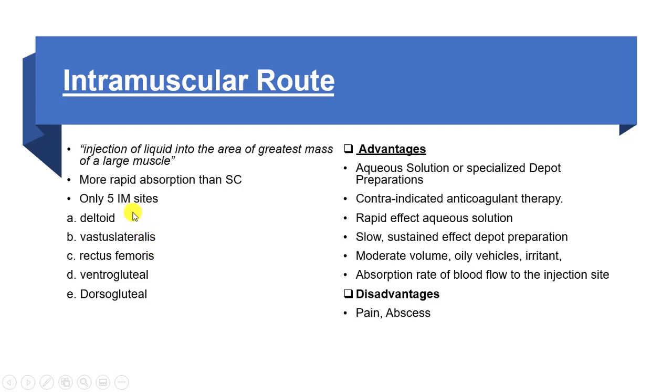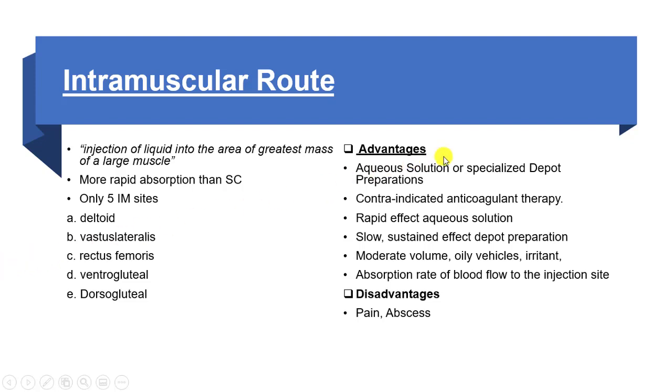The deltoid is basically our bicep muscle present on our upper arms, and the vastus lateralis is our thigh muscle. The rectus femoris is the muscle that is present on the lateral side of the thigh. Ventro and dorsogluteal are buttock muscles, present on the posterior side of the body.